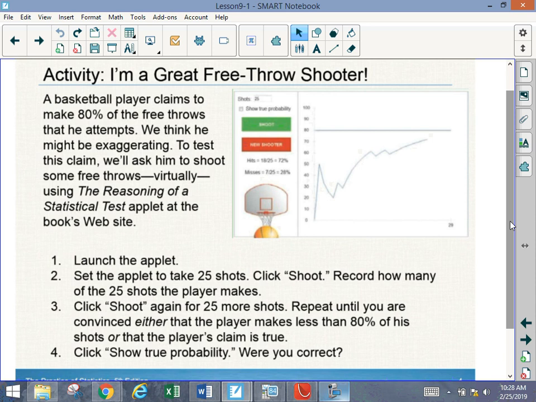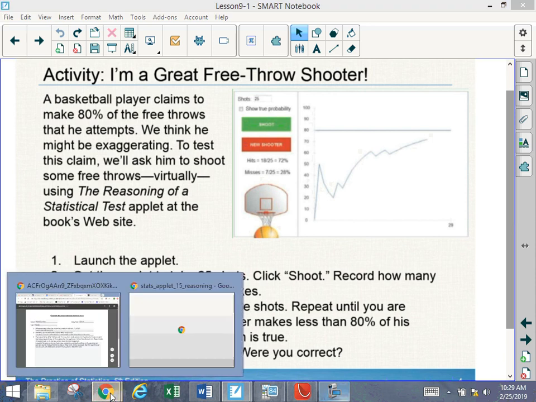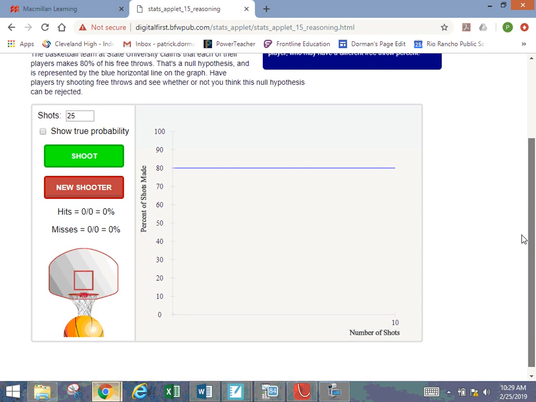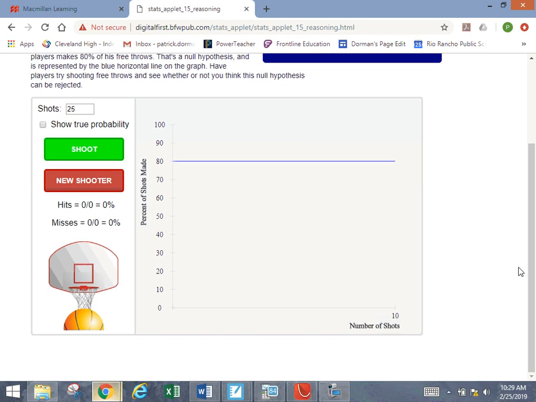All right. So this guy says that he makes 80% of his free throws, and we think he's exaggerating. So we're going to ask him to shoot some free throws virtually, using an applet, and see what happens. It doesn't really test his skill, but we're going to shoot 25 free throws.